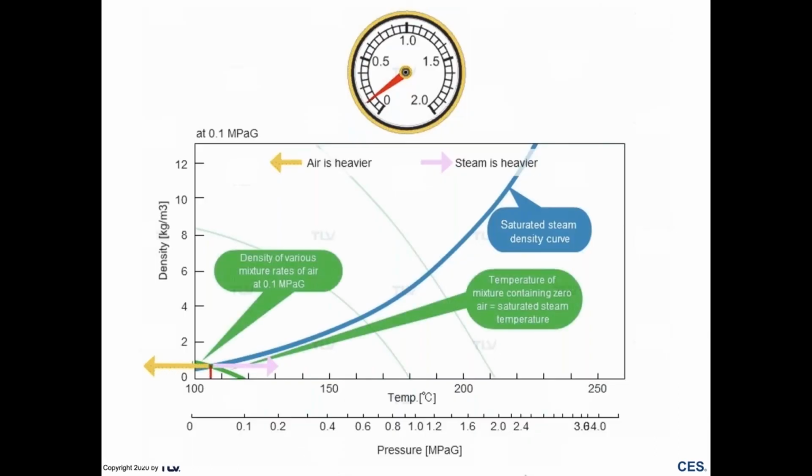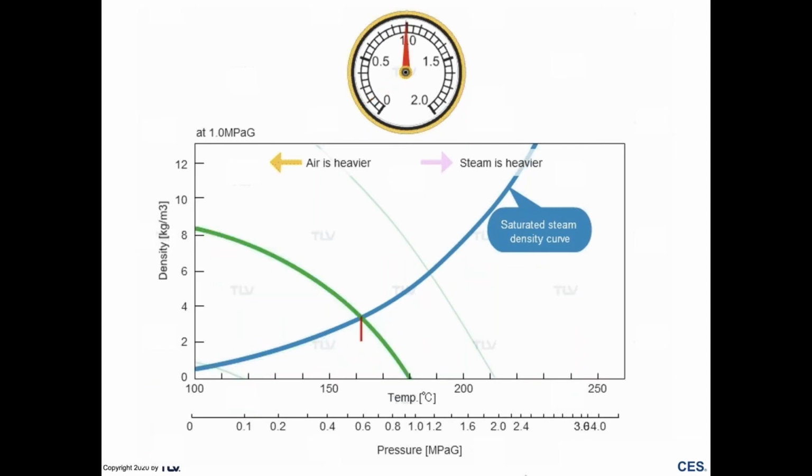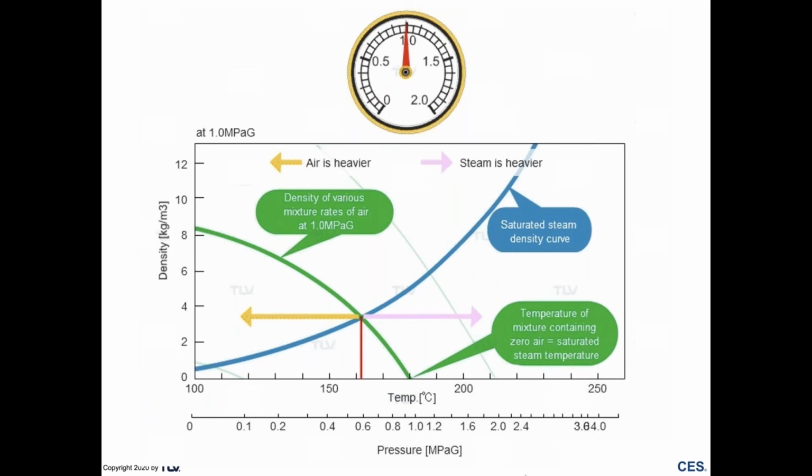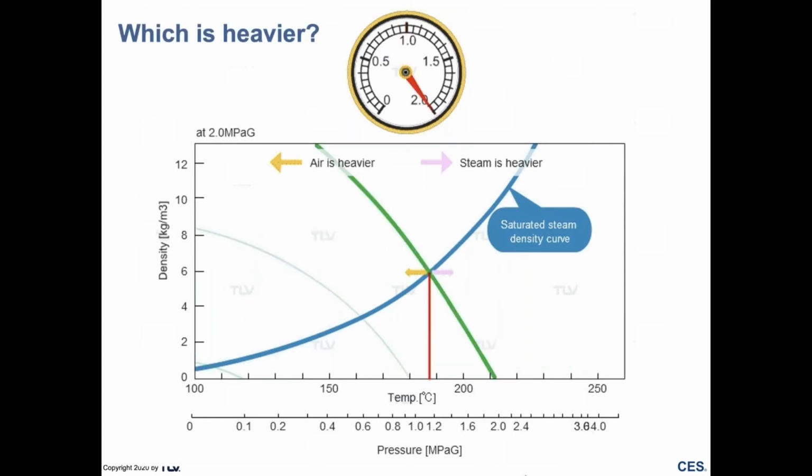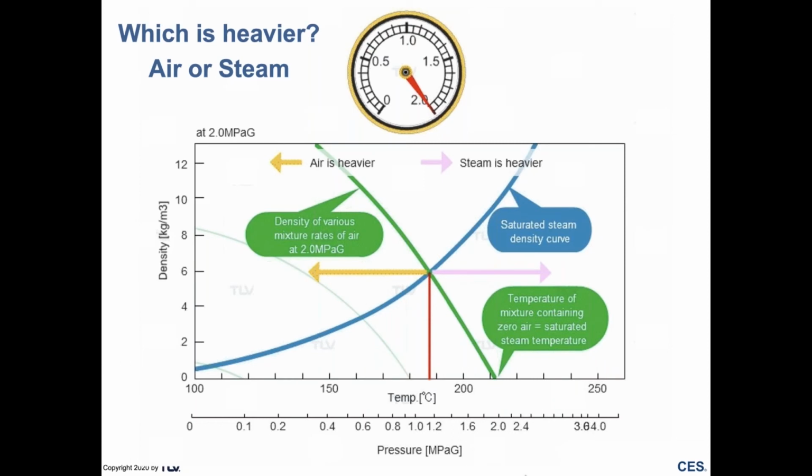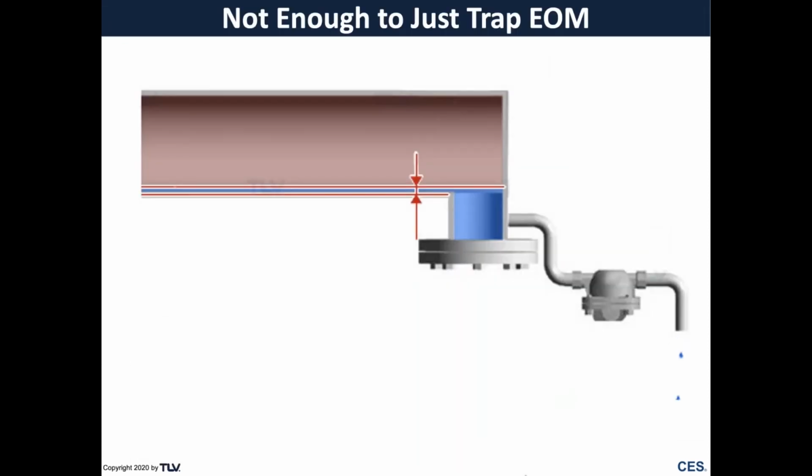Now, where do we vent air? I've got a steam trap and it has an air vent in it. Is that enough? Well, it depends. Because if you watch this animation, what you'll see is sometimes air is heavier than steam and sometimes steam is heavier than air. It depends on the pressure and the temperature. So it's not always enough to have a steam trap that has an air vent at the bottom of the piece of equipment, because we don't know which is heavier, air or steam.